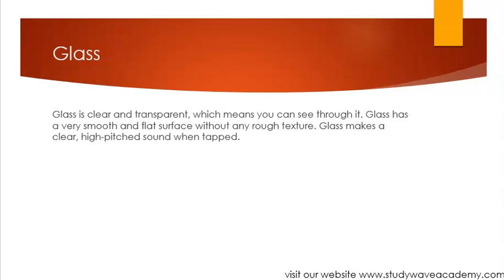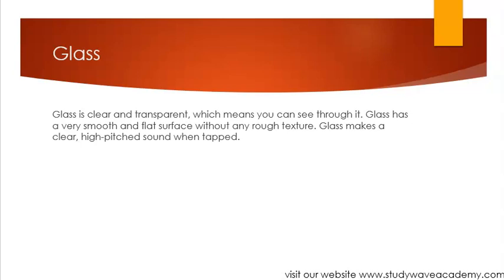So glass is clear and transparent, which means you can see through it. You can see through glass. And glass has a very smooth and flat surface. Okay? Glass is what windows, glasses, and bottles are made of. It's clear and shiny, right?